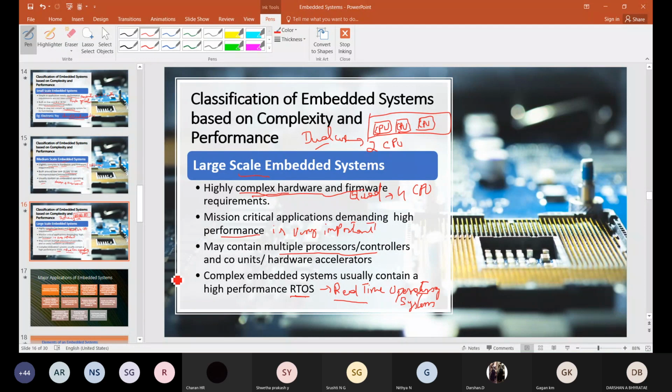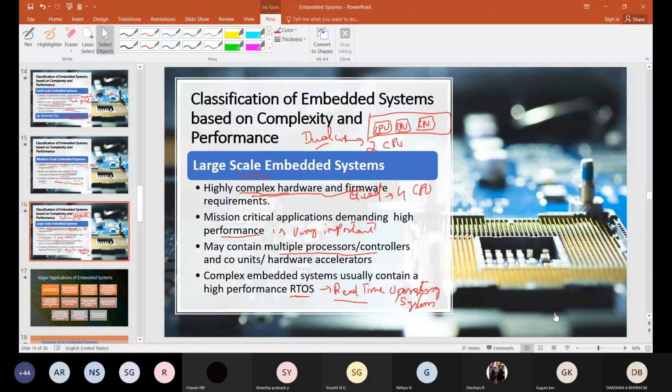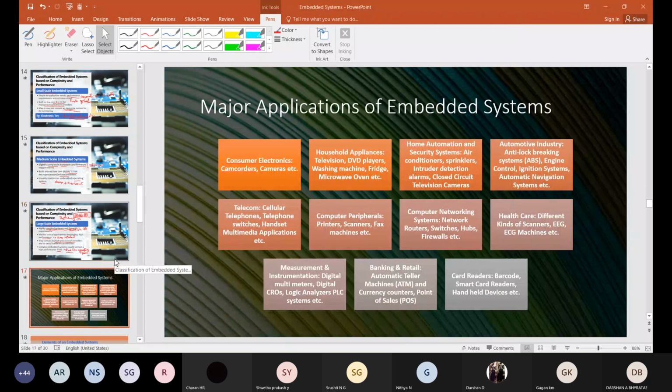Is it clear? Yes, sir. Okay, the next is the applications.